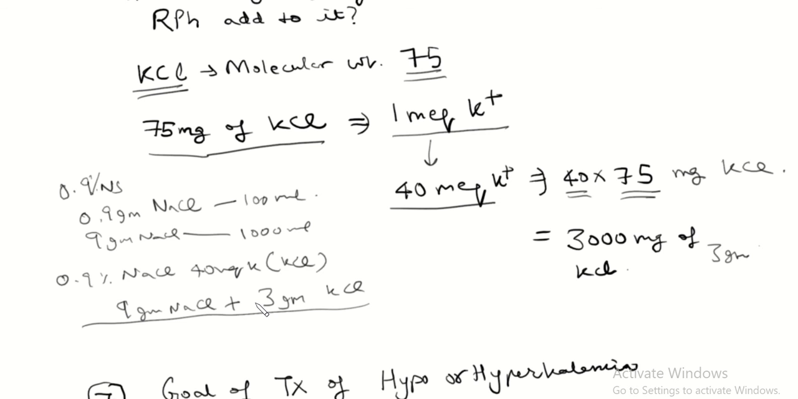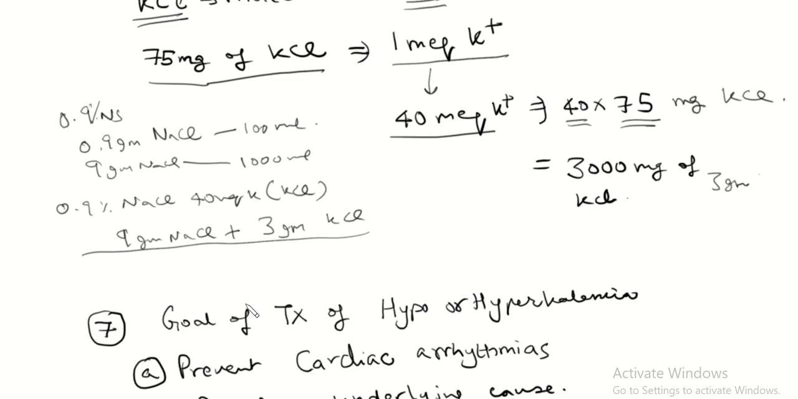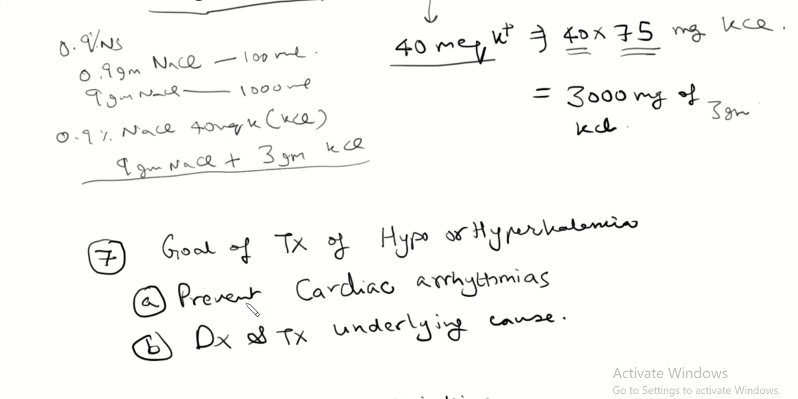Okay? Perfect. So now you have an idea of a little bit of mathematics around this and how we come up with these solutions, right? So what's the goal when the potassium goes out of whack or goes bad? The first goal is to prevent the complications of hyperkalemia. And what's number one? Cardiac arrhythmias. We've got to stop that. And then we've got to diagnose and treat the underlying cause. Okay? And that's true for all electrolytes and fluids.